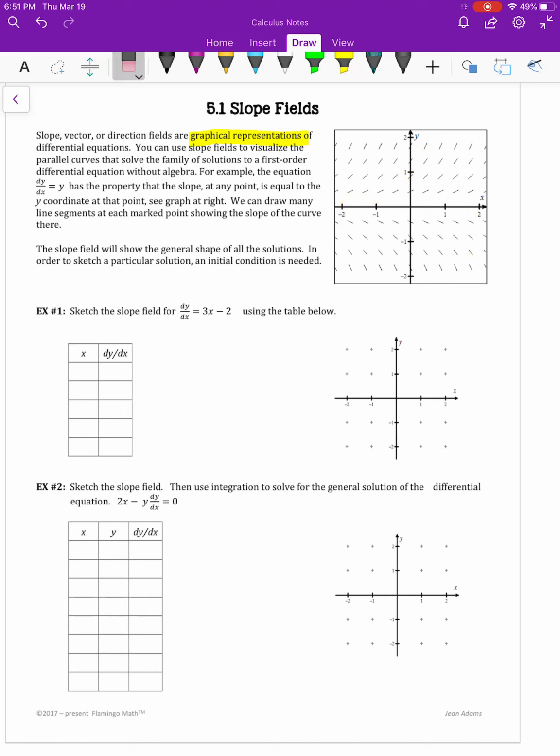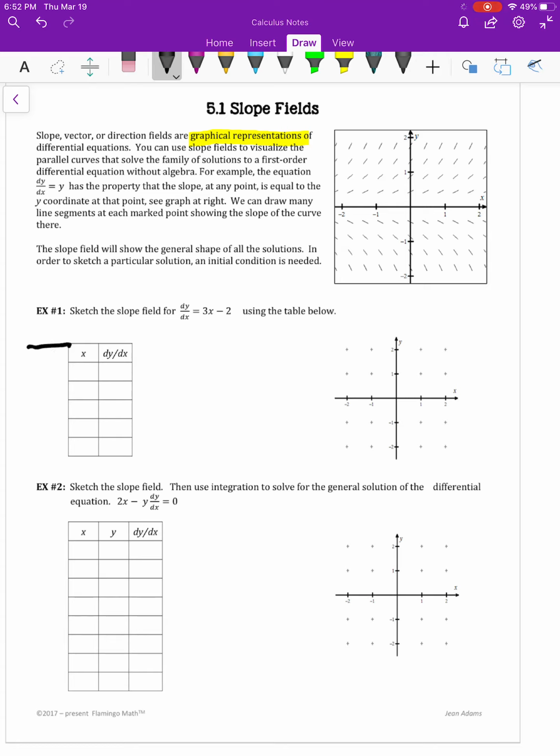I'm just going to take those off of there. But let's go ahead and look at this first example. This is our slope field. Now, remember when we were doing differential equations and we would separate them? You don't separate a slope field. You just leave it. There's your derivative, 3x minus 2.